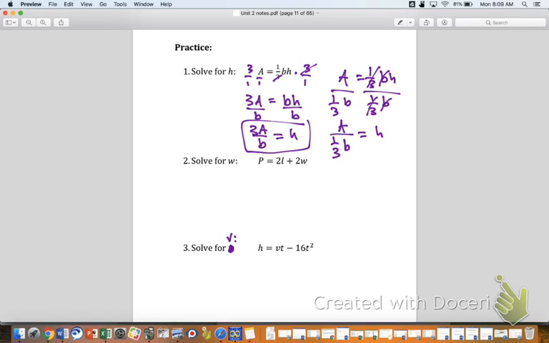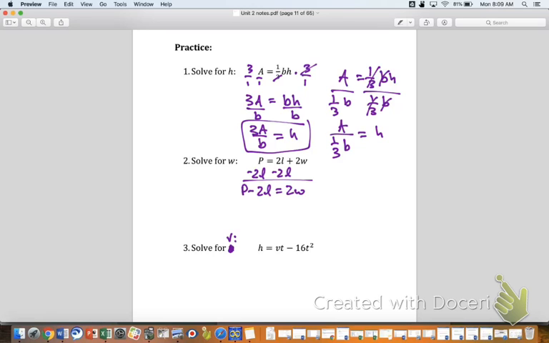Okay. Number 2. I'm trying to get the w by itself. Anytime you've got an extra term hanging out there, like that 2l, I'm going to get rid of that first. So how would I get rid of positive 2l? I'm going to move the whole thing over by subtraction. So minus 2l.